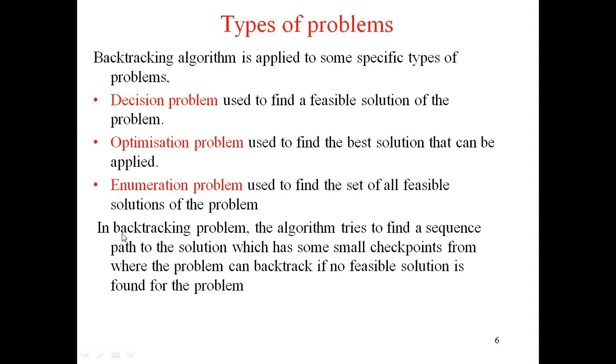So in a backtracking problem, the algorithm tries to find a sequence path to the solution which has some small checkpoints from where the problem can backtrack if no feasible solution is found for the problem. So in that particular path, if no feasible solution is found, then we need to backtrack to the checkpoints, and from these checkpoints you can try an alternative path.